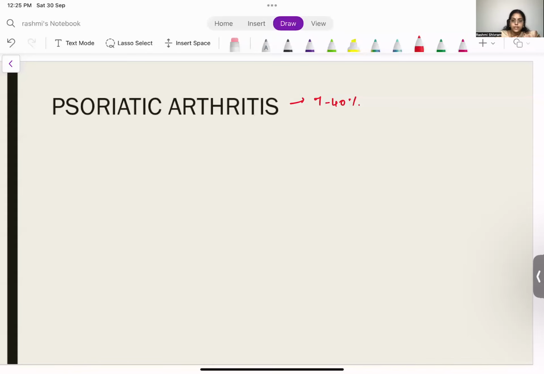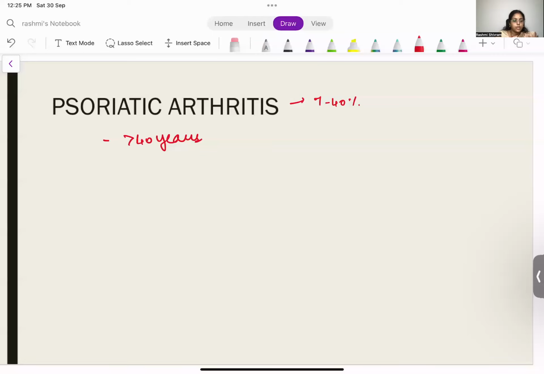So when is it most commonly seen? Ankylosing spondylitis and reactive arthritis are most commonly in the younger age group. Whereas psoriatic arthritis is in a slightly higher age group, more than 40 years.